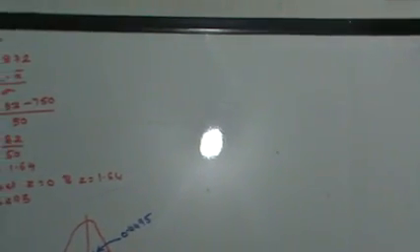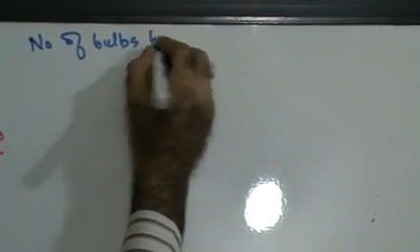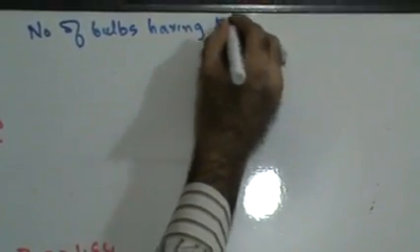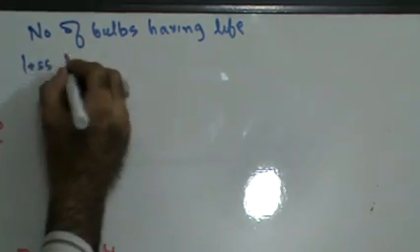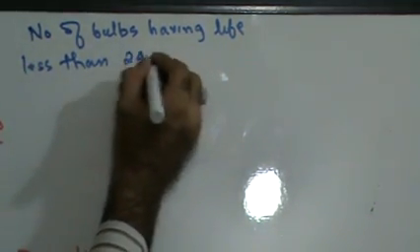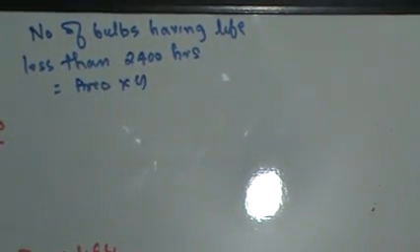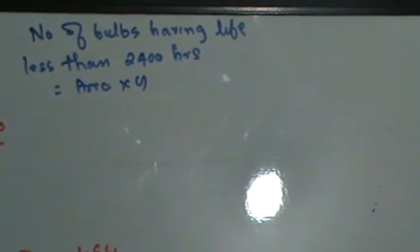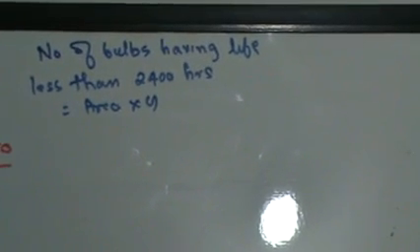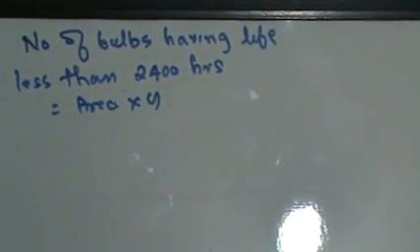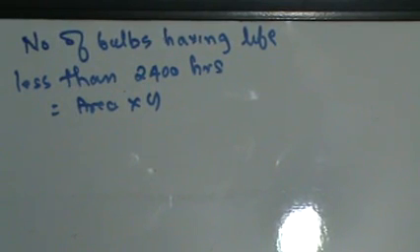Okay. Once I have this, they ask you to find the probability. So you have to find out the number of bulbs. I was just explaining this to you in the last sum, guys. So I can say that the number of bulbs having life less than 2400 hours will be nothing but area into n. Okay, have they given you n? No, they haven't given you n.